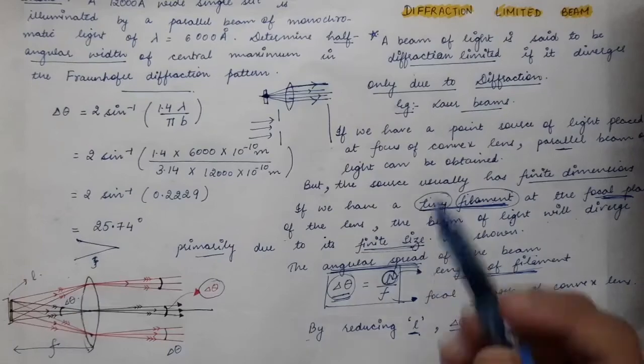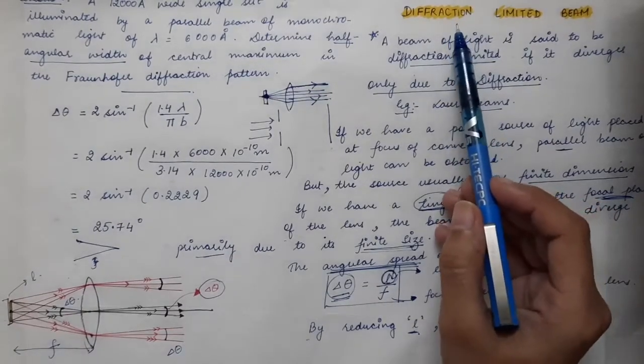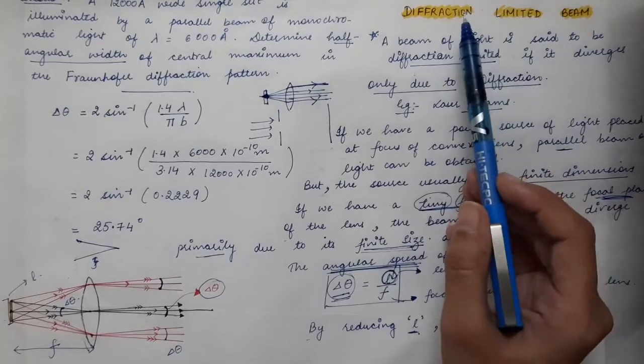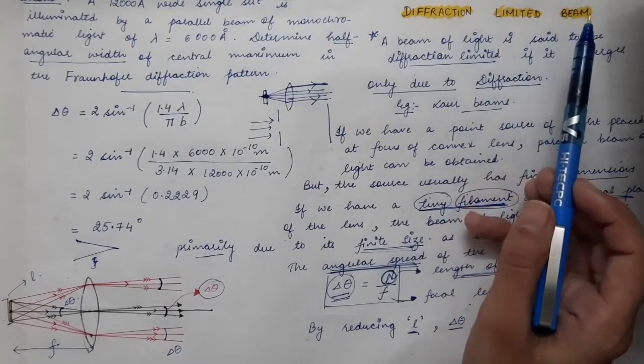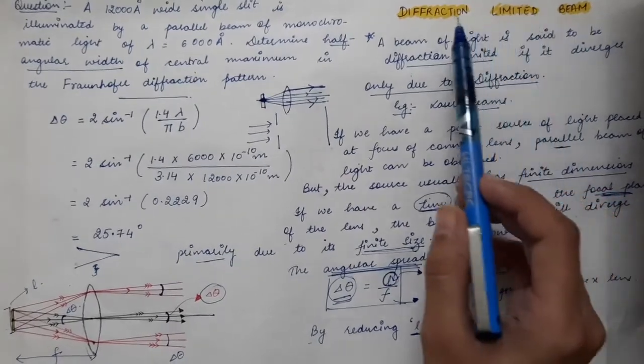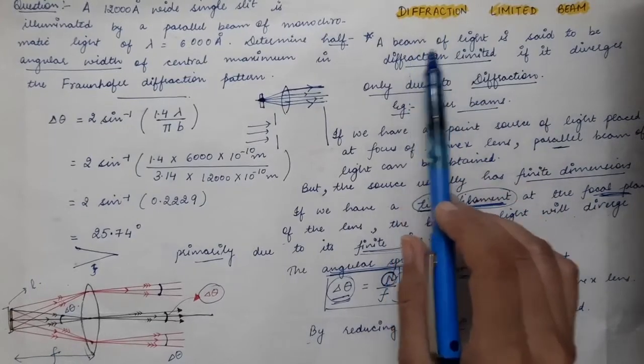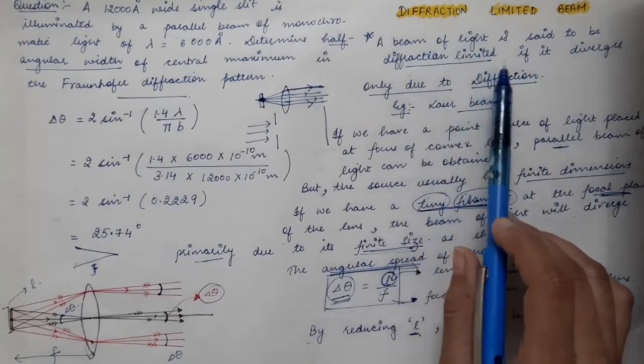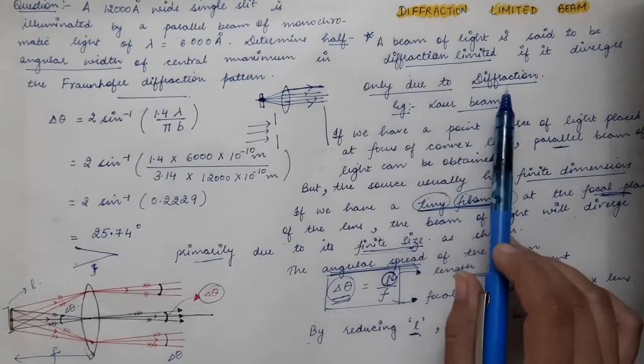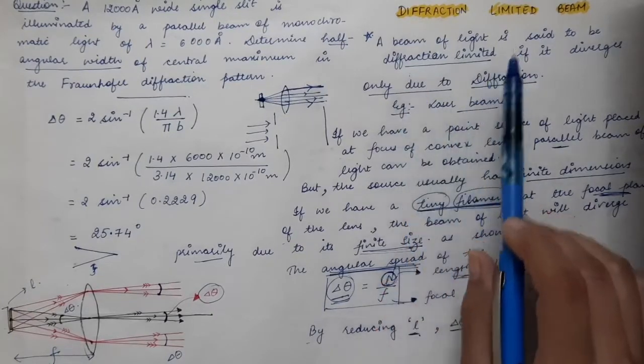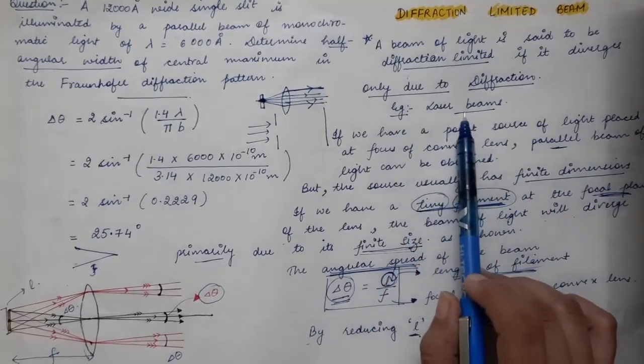In the previous lecture, we started to discuss the diffraction limited beam. So what is a diffraction limited beam? It is the beam which gets diverged only due to diffraction. A beam of light is said to be diffraction limited if it diverges only due to diffraction, and an example of a diffraction limited beam is the laser beam.